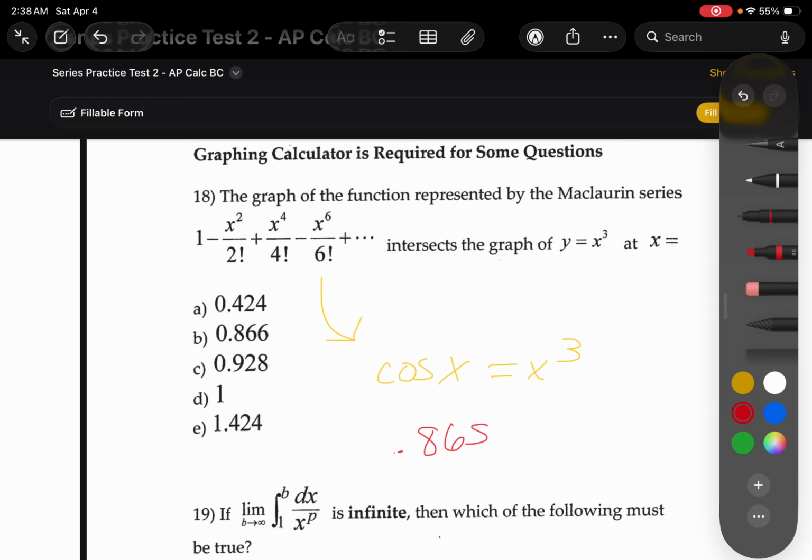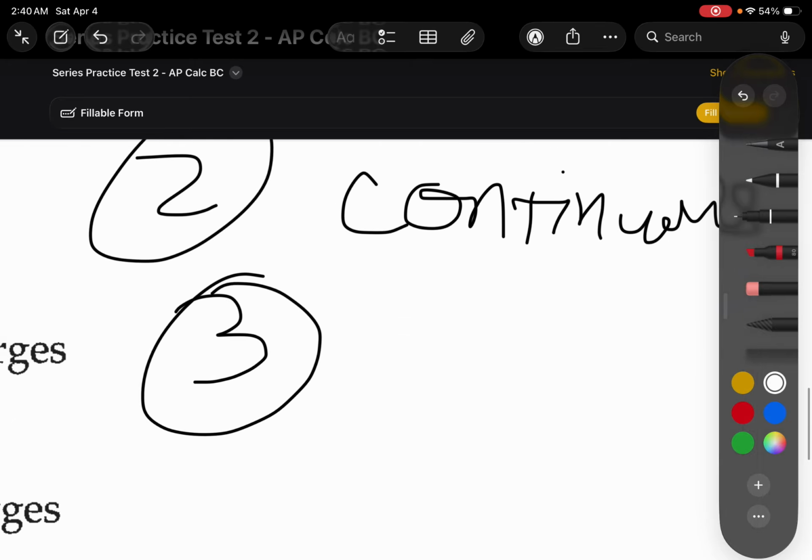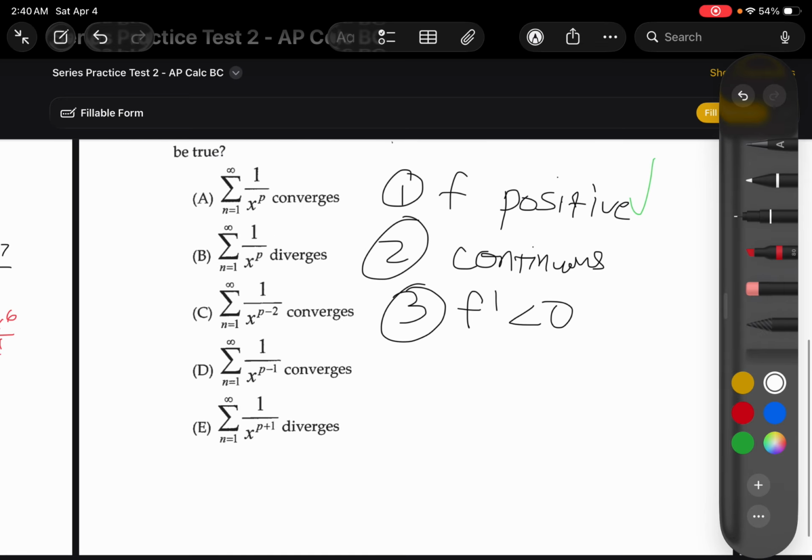So yeah, let's write that down. Our first case is f positive. Our f of x is going to be dx over x to the p, or it's going to be 1 over x to the p. That's going to be a yes. There's no negative so far. 2, is it continuous? We can assume yes because it goes to infinity. Then 3, is the derivative less than 0? Let's find that derivative.